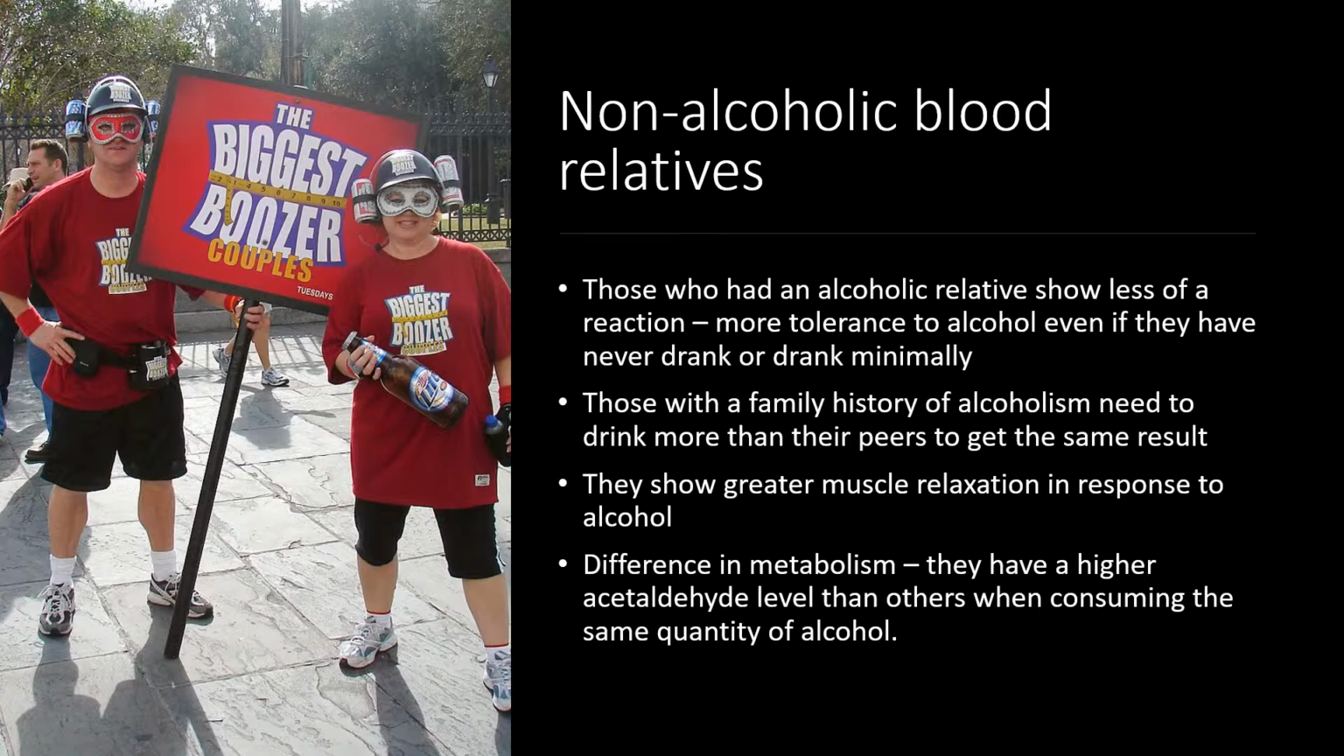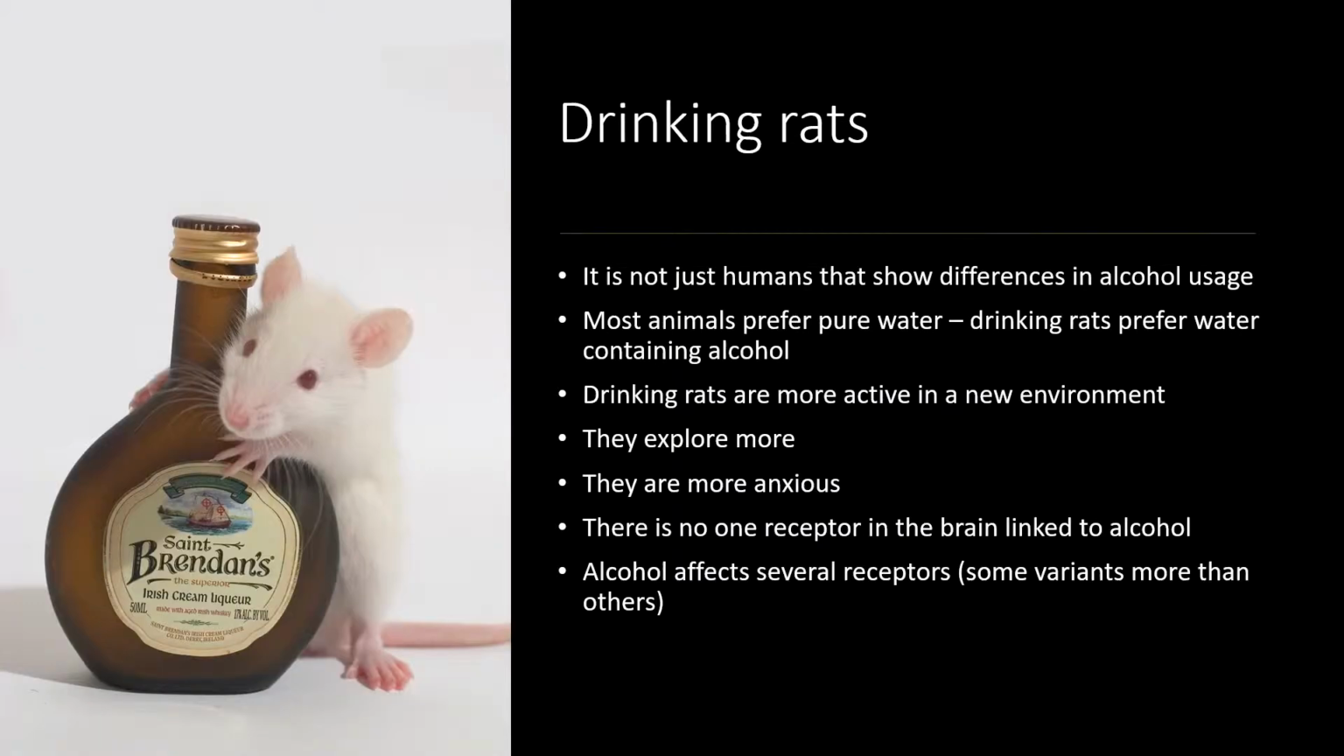Further evidence for the role of genetics in the transmission of alcoholism comes from non-alcoholic blood relatives of alcoholics. Those who had an alcoholic relative show less of a reaction, more tolerance to alcohol, even if they have never drunk or drank minimally. Those with a family history of alcoholism need to drink more than their peers.